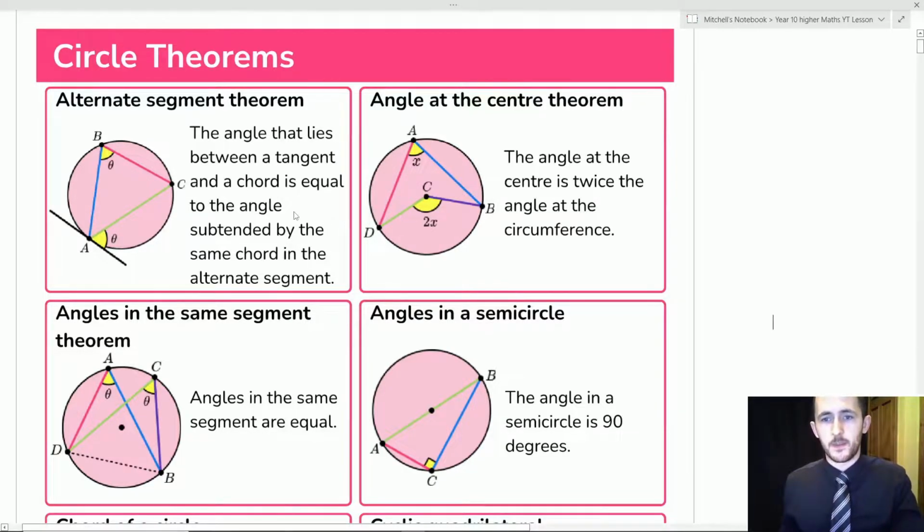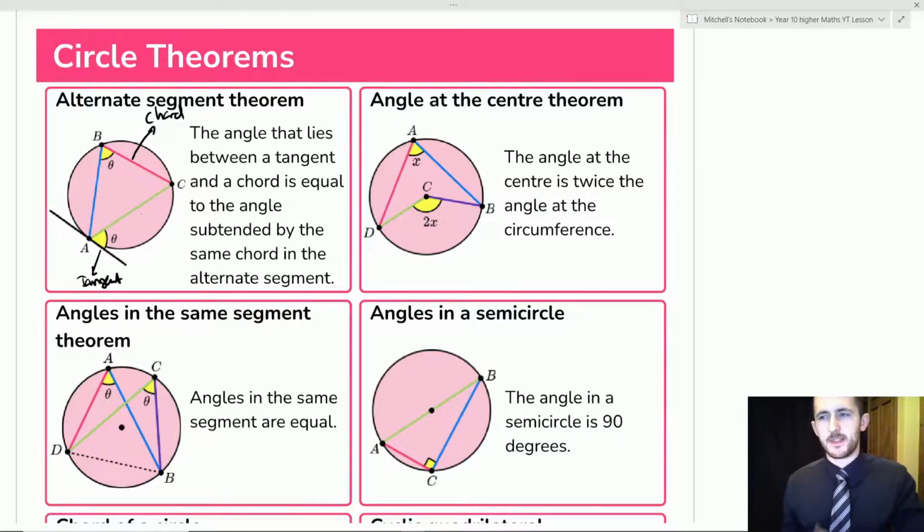One thing that we should go over, and I'll go over as I'm doing this, is what these different words mean. First of all, we have the alternate segment theorem, which is a bit of an obscure one that people forget. The angle that lies between a tangent and a chord is equal. All it means is this thing here, BC, is a chord. And obviously this line here is a tangent because it touches the circle at only one point and it's a straight line. If you have a chord and a tangent, the angle created by them is always going to be equal. And I'll show you a few examples of that as we go forward with this, okay?